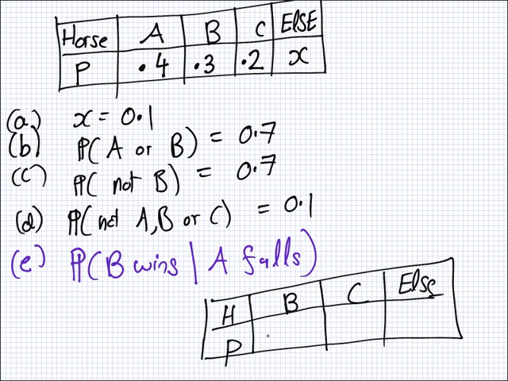But the probabilities are not 0.4, 0.3, 0.2, or 0.1 anymore. Why are they not this? Because they have to add up to 1, and they don't anymore. Because one horse is out, and you have basically missed out on 0.4 here.